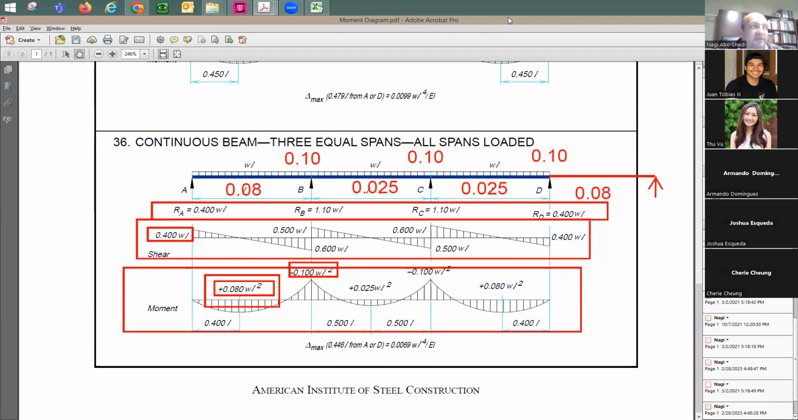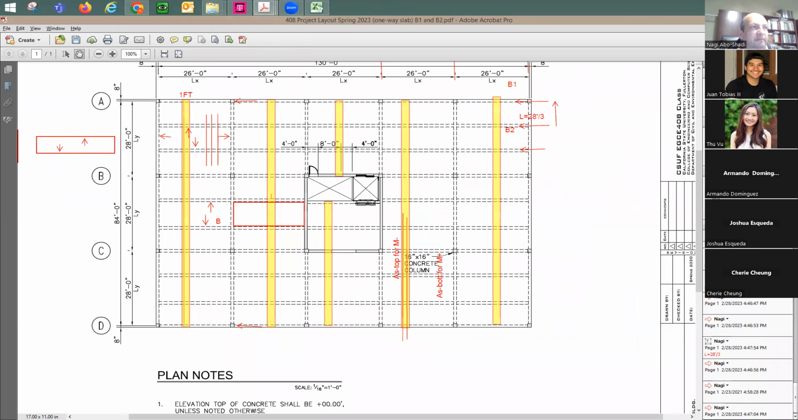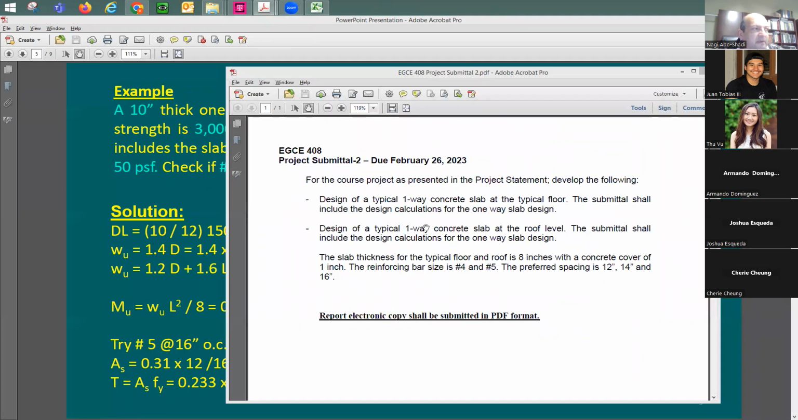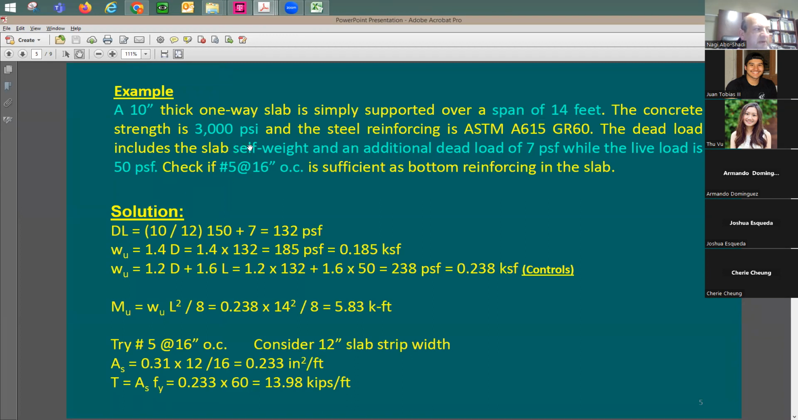So what should I do after this? I'm going to say, well, now you have moment, and then you have one slab on the typical floor, and one slab is going to be at the roof level. You have 2 different load criteria. And then you look at this example. You just do it according to this example.